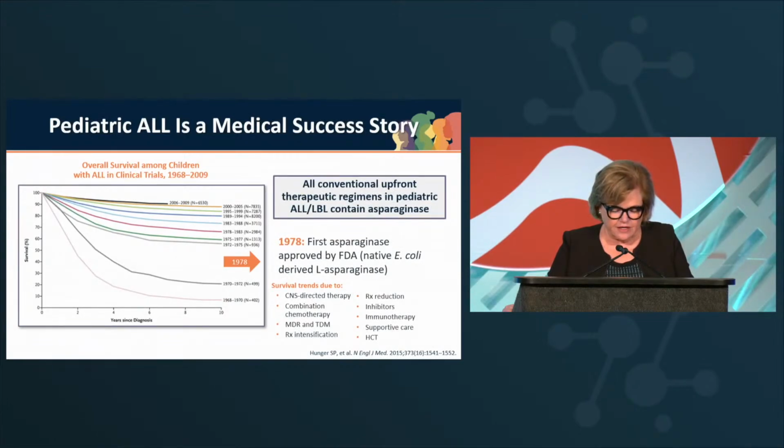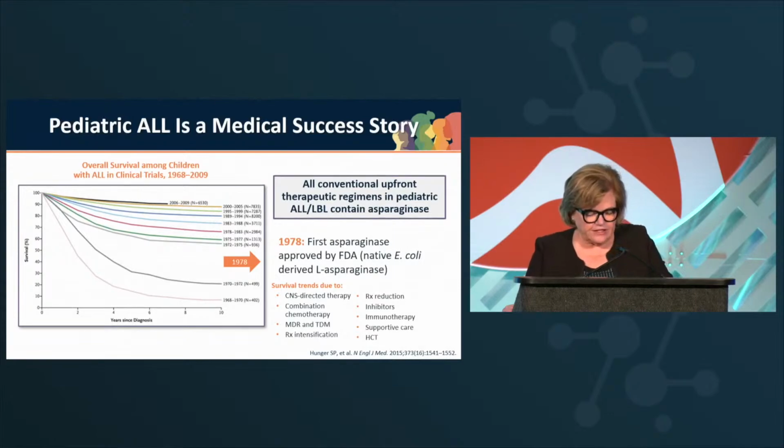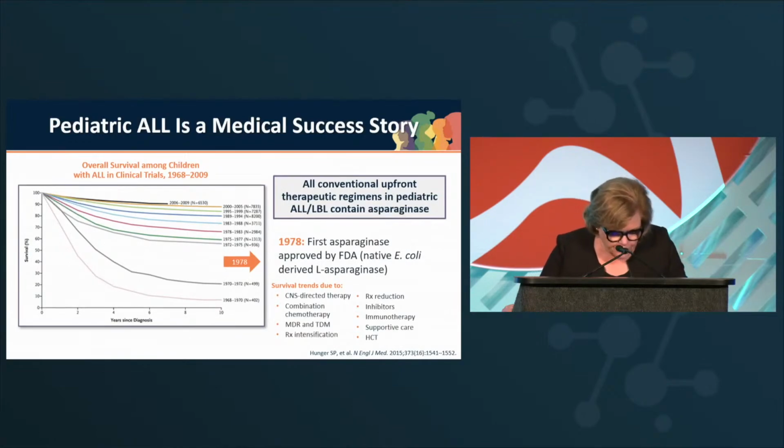And we know that this is really related to a lot of innovations that have occurred with our knowledge of leukemia. But you can see here that in 1978, asparaginase was approved by the FDA. And if you look at the fifth line, the red survival curve, that's actually when we started having the implementation of asparaginase into the treatment protocol.